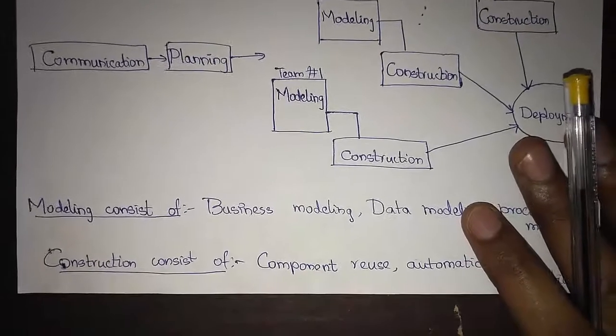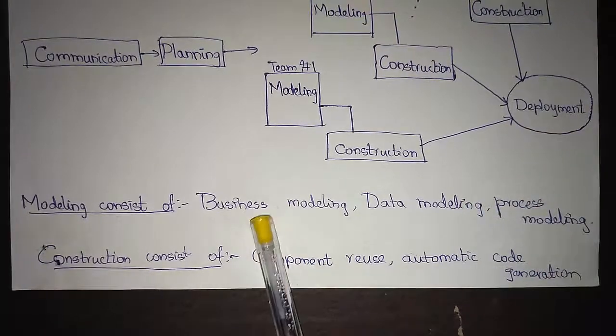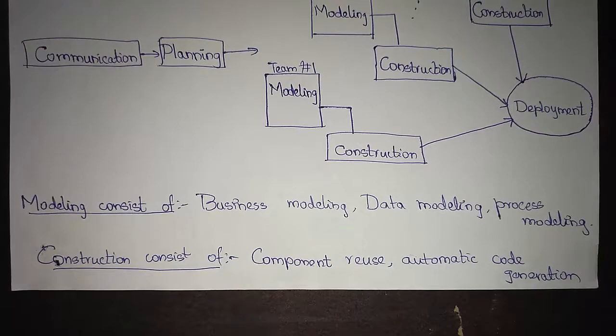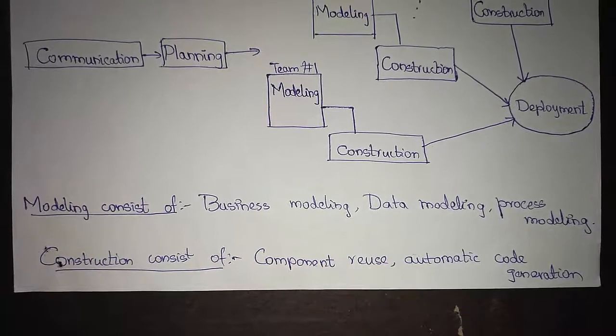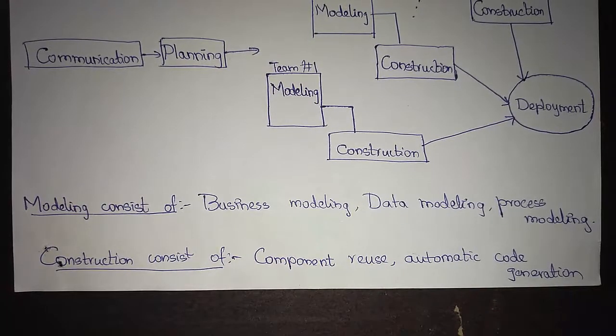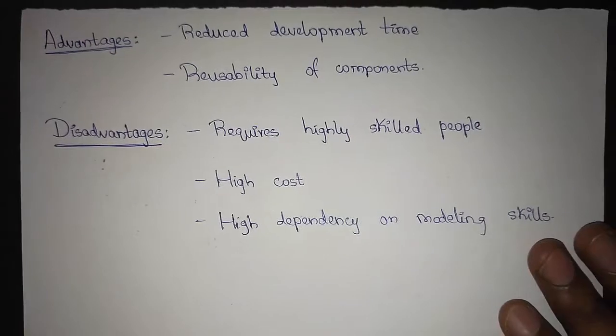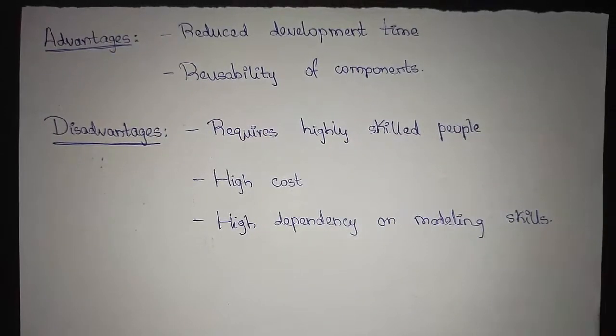Modeling consists of 3 types of modeling majorly: business modeling, data modeling, and process modeling. And construction is nothing but coding and testing. It consists of component reuse, wherein we can use this in coding, and automatic code generation, which is used in both coding and testing too. For that we'll be using IDEs such as Eclipse or NetBeans in OOPS projects.